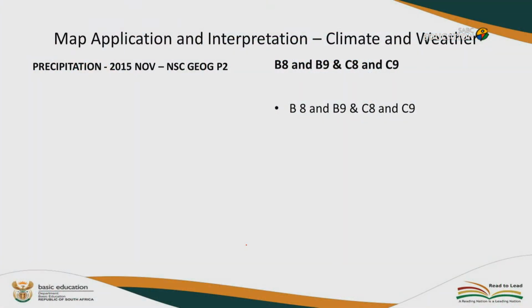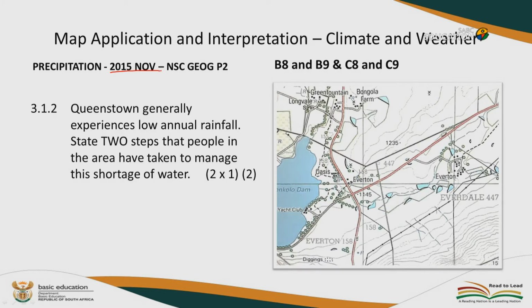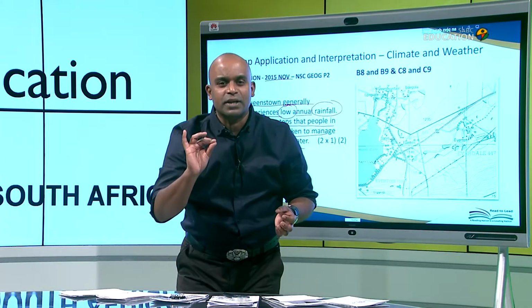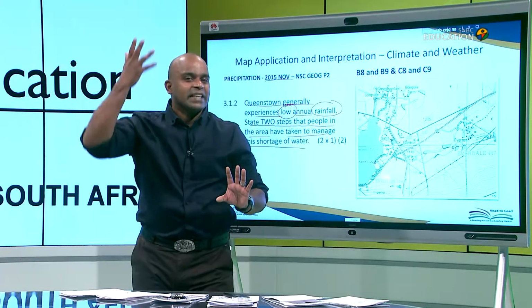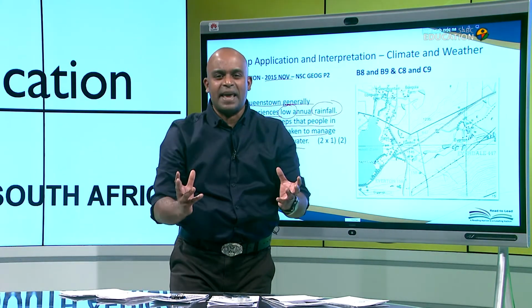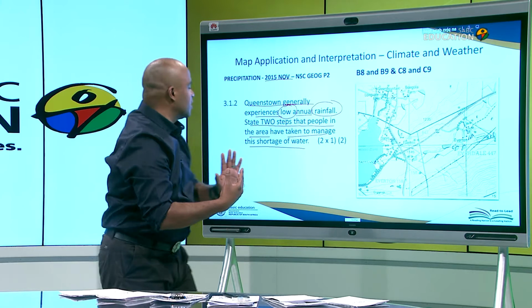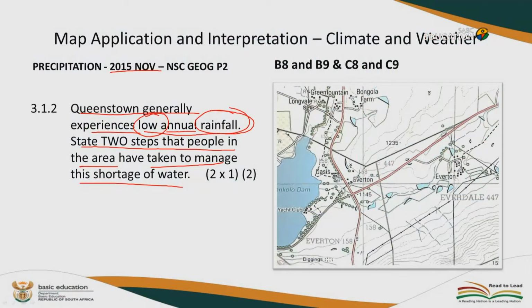So the next question is on the 2015 November paper, and note the following. Queenstown generally experiences low annual rainfall. State two steps that people in the area have taken to manage this shortage of water. Note the difference in the language that is used. We're still trying to analyze precipitation. Although the question has changed, the idea, the concept is still the same. Is it seasonal rainfall? Yes. However, note in this examination, it is expressed as low annual rainfall.